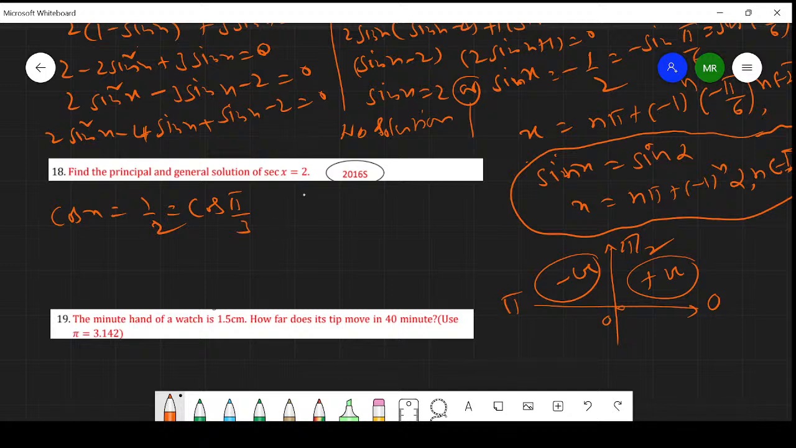They are asking, what is the principal value? Principal value is equal to pi by 3. What is the general solution of this? When cos x is equal to cos alpha, where alpha is the principal value, x is equal to 2n pi plus or minus alpha, n belongs to Z. That is your general solution. So you remember here.